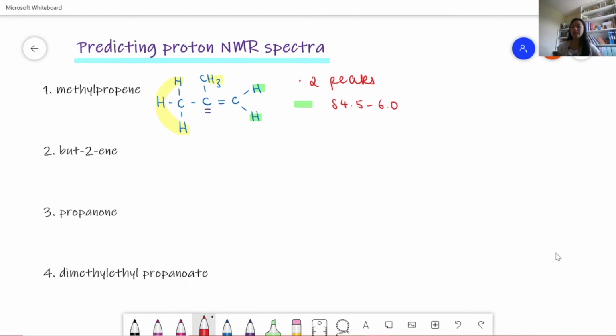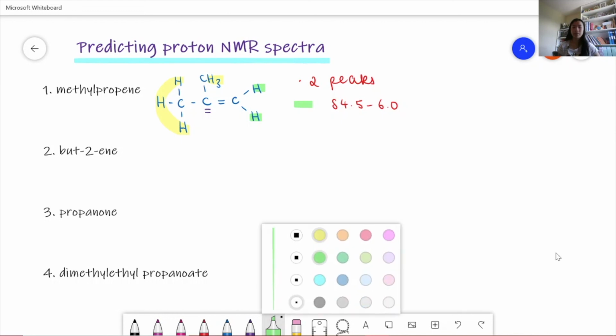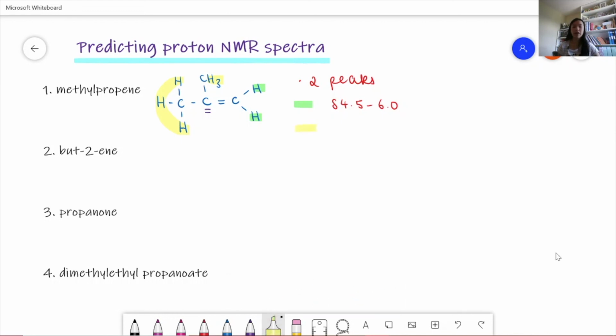So normally you would write it out like we did for carbon-13, so write out the structural formula and then highlight the hydrogens. But because I'm using colour, we don't need to do that. And then for the yellow hydrogens, if we look at the data booklet, this peak should be around 0.7 to 1.2 ppm, because it's basically classed as a hydrogen which is bonded to a carbon and then to an R group.